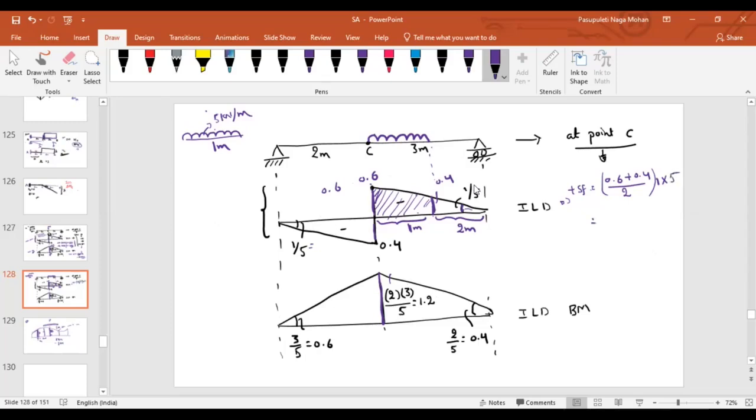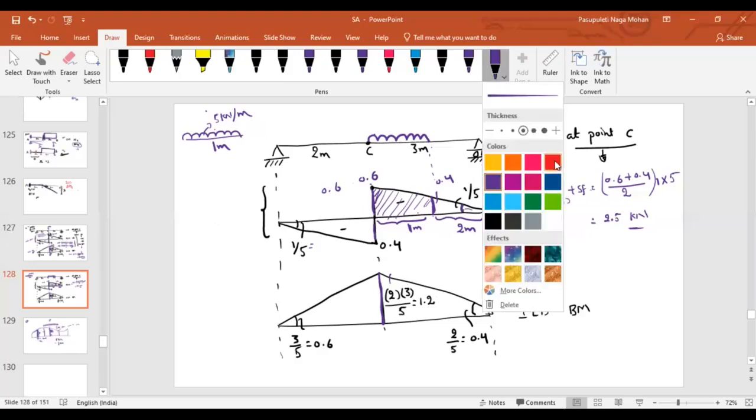So how much will you get? 0.6 plus 0.4, 1, right? 1 by 2, 0.5. 0.5 into 5. That means 2.5 kilonewton. Any doubt here? Clear, right?